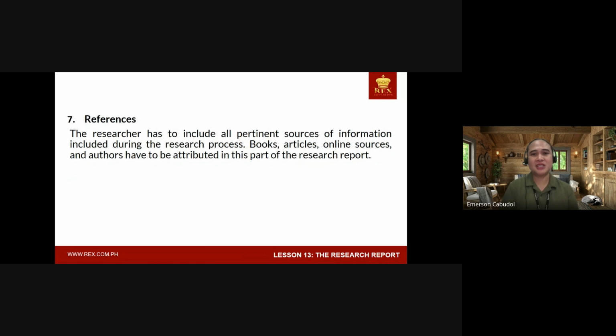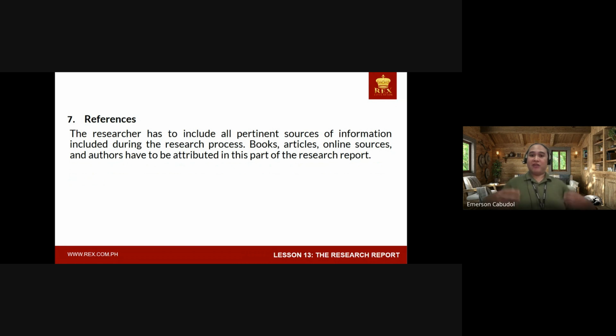On the references, in APA or the American Psychological Association 7th edition format, the references section is a component of our research report. It provides a comprehensive list of all sources cited throughout the document. This is to ensure proper attribution and allow readers to locate the original materials. Key components of the references section.